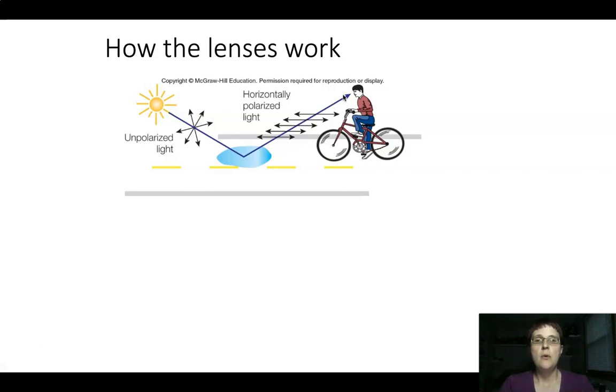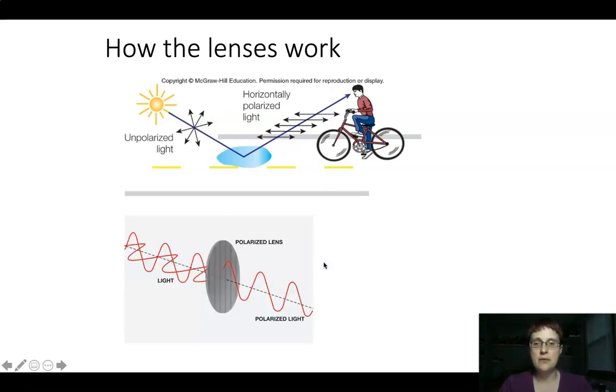And so what do polarizing lenses and polarizing glasses do? They are going to be vertically polarized in order to block that horizontal light. So you can see there's the incoming light. It has horizontal light and vertical light.